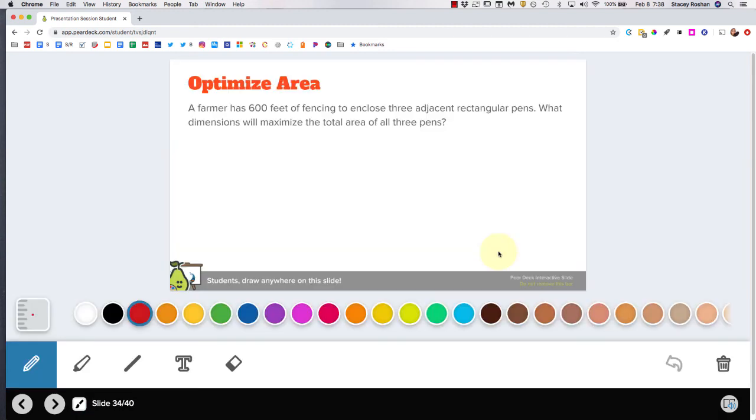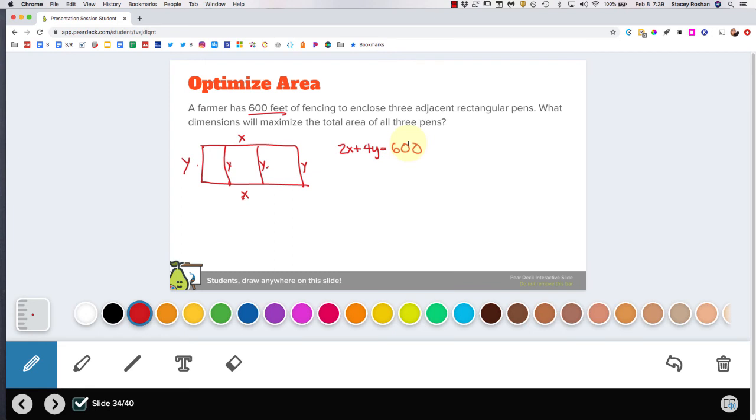Optimize area. Ooh, I love this optimization type problem. A farmer has 600 feet of fencing to enclose 3 adjacent rectangular pens. What are the dimensions? So I have 3 adjacent rectangular pens: 1, 2, 3. I'm going to call this y. I'm going to call this x, but don't forget here's a y, here's a y, here's a y, here's an x. If we have 600 feet of fencing, that means that we have x plus x, 2x, plus y plus y plus y plus y, 4y, equals 600.